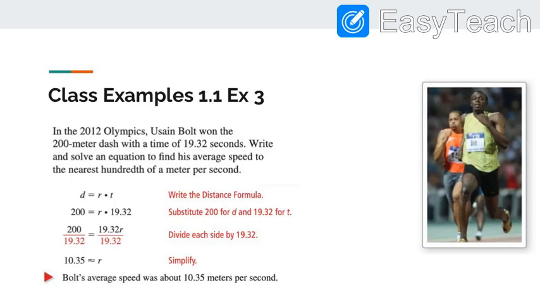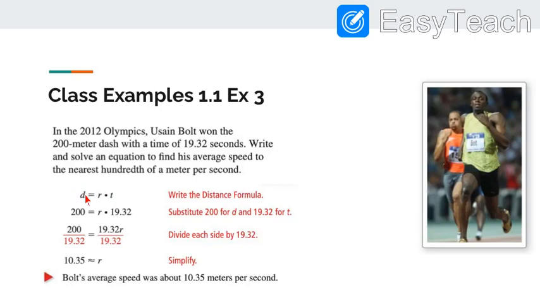Alright, so for this one we're not actually solving it, we actually already have the answer down here. I just want to talk through it. Sometimes you're going to see word problems, and you want to think about what the problem is actually asking, and what they have given us. So in this problem it says Usain Bolt won the 200-meter dash with a time of 19.32 seconds. Write and solve an equation to find his average speed to the nearest hundredth of a second. Okay. So we're going to use a distance formula in this case. D equals rate times time.